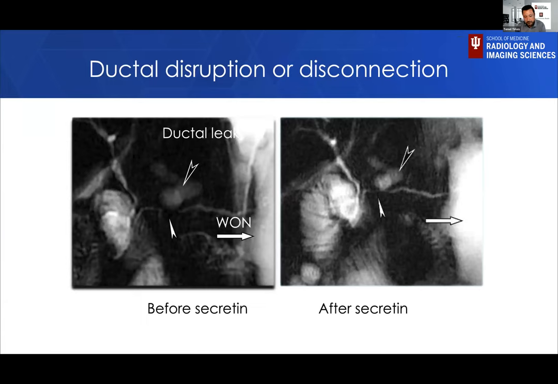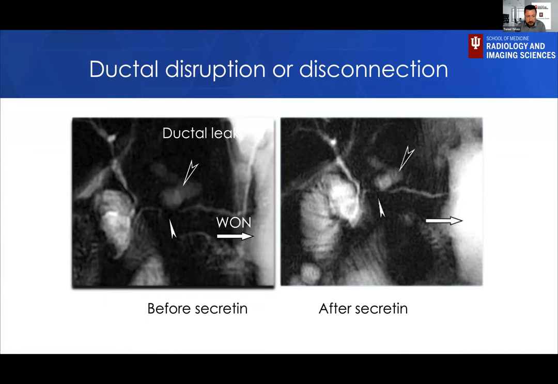There is also benefit of doing MRCP in ductal complications such as ductal leak or disruption. This is a case of ductal leak. This is a pancreatic duct. This large fluid collection is a vault of necrosis. The patient had necrotizing pancreatitis, and there was a fluid collection in the vicinity of the main pancreatic duct. This is before the secretin image, and this is after the secretin image. Secretin enhanced this tiny little remaining pancreatic duct, and we were able to show the communication with the fluid collection.